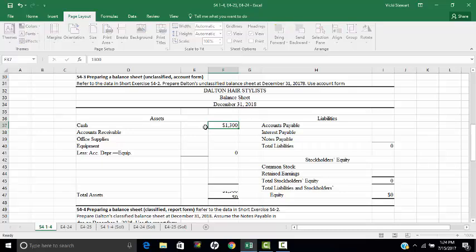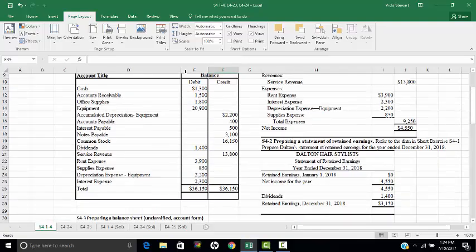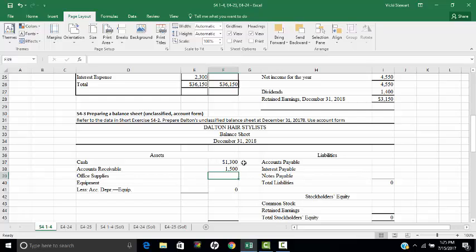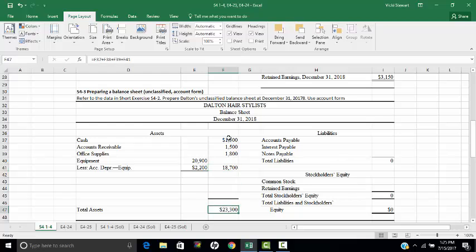Our next asset is accounts receivable, and I'm just getting this information from the adjusted trial balance. So you just take the balances directly from that. Remember, these have already been adjusted, so we don't have to worry about that portion. We've already updated the accounts. So all you're doing now is just putting them into the balance sheet. Our accumulated depreciation will be subtracted from the equipment, and we'll get a net amount. Then I have the spreadsheet set up to total the cash, accounts receivable, office supplies, and the net amount for equipment, and we get total assets of $23,300.